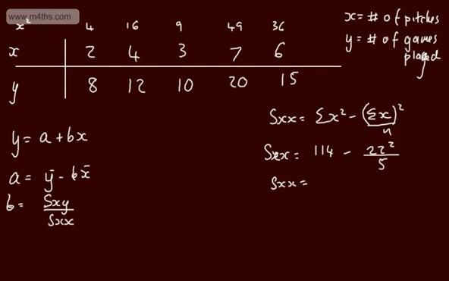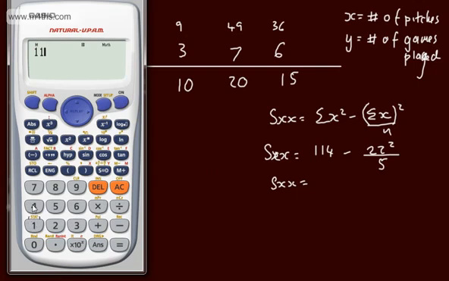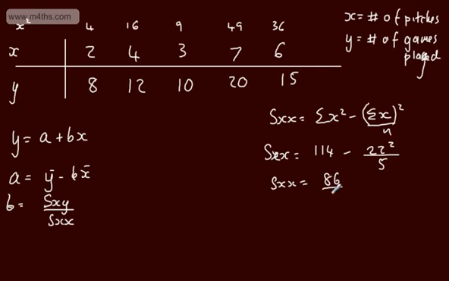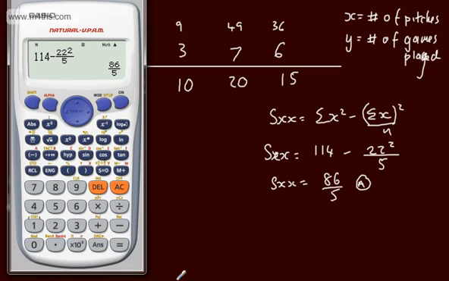So let's just calculate Sxx. We'll grab a calculator for this. We've got 114, and then minus 22 squared over 5. And that's going to give me 86 over 5. Now, it's good to get into a habit of storing this in the calculator. That's a nice number to work with in comparison to what you might get. So shift store, and I'm going to store this in as A. Let's shift store A.